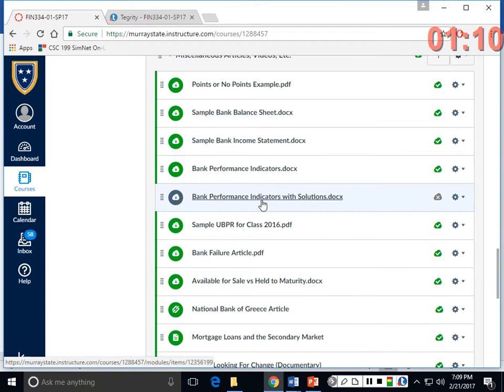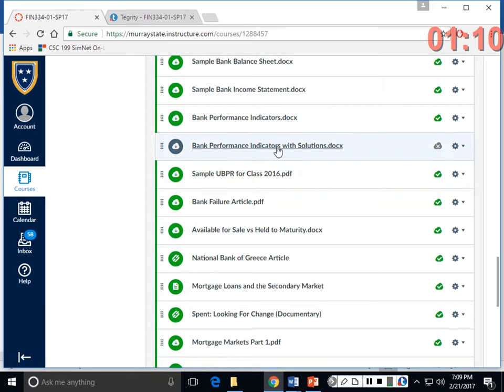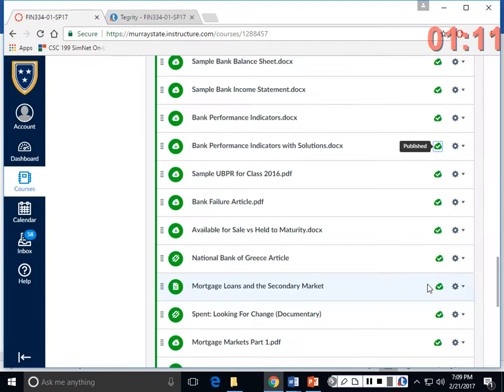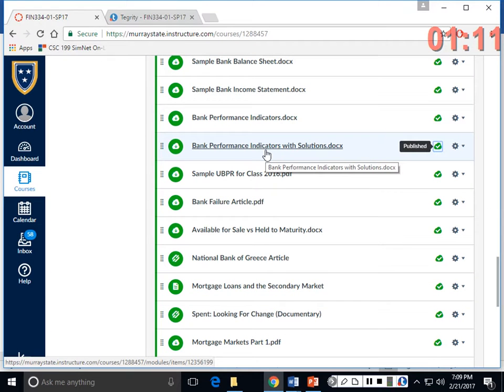And this is the one that I'm passing out now, bank performance indicators with solutions. It had not been made public, but now you should be able to see it once I publish it. So now it will show up also. Just in case you lose any of these handouts, they're all there on Canvas.